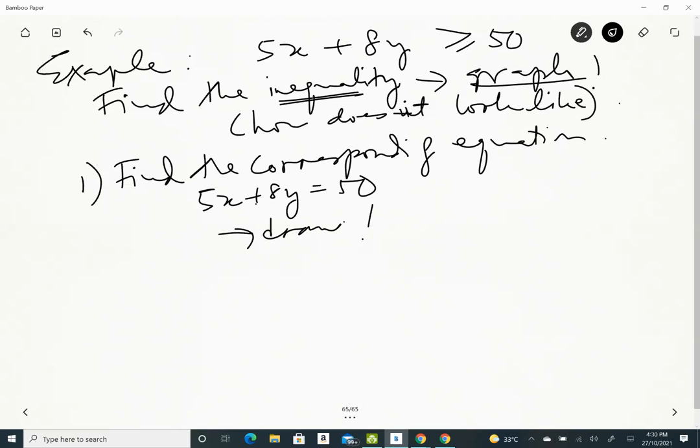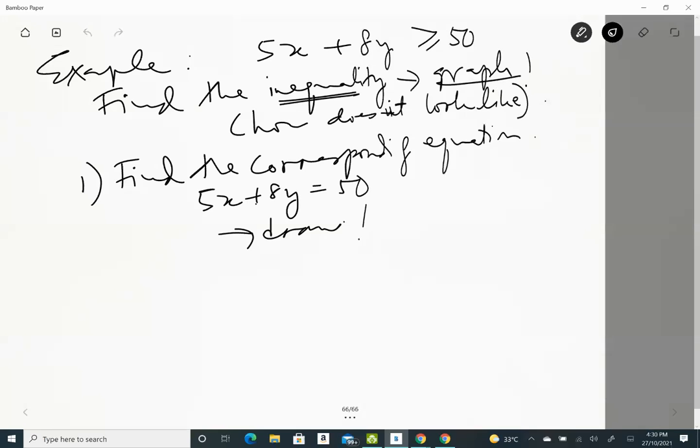So we want to find the points. What is the x-intercept? The x-intercept is 10, very easy. The y-intercept? 6.25. Yes, 6.25. You find the intercepts nicely, you already mentioned them to me. So I just draw the line.